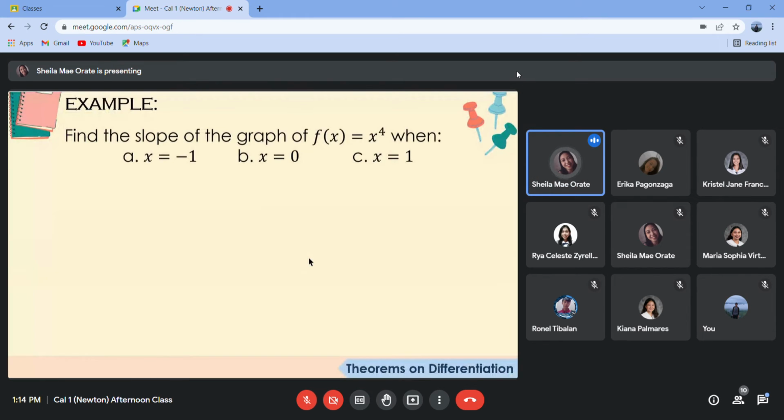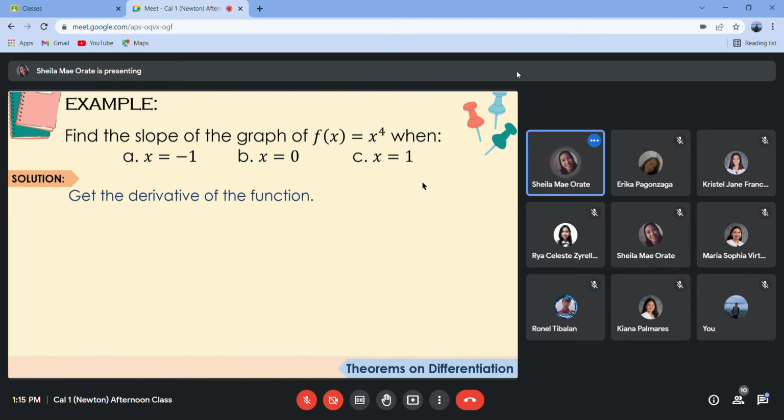So we have here our example. If you can remember, we also use a derivative to find the slope of the tangent line to the curve. Now this time, we're going to find the slope of the graph of f of x equal to x raised to the power of 4 when x is equal to negative 1, if x is equal to 0, and if x is equal to 1. So how are we going to do this?